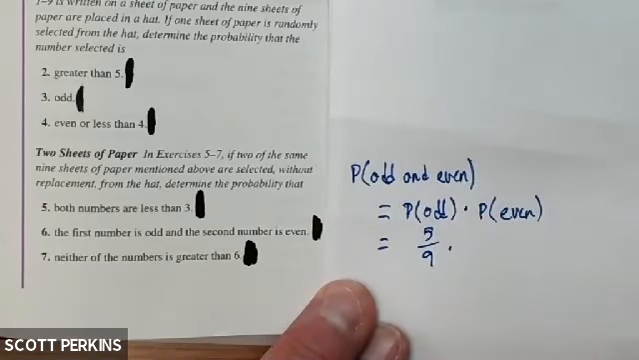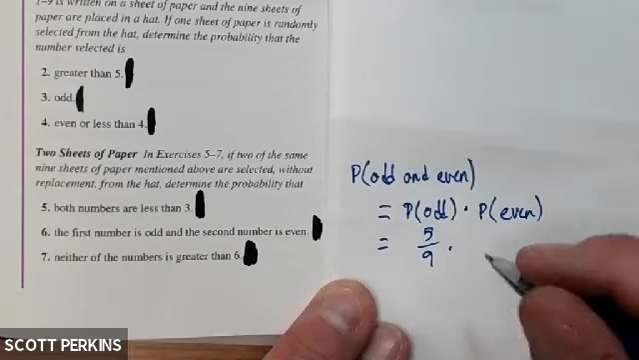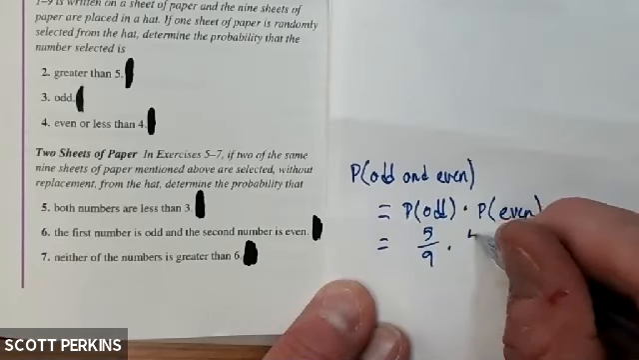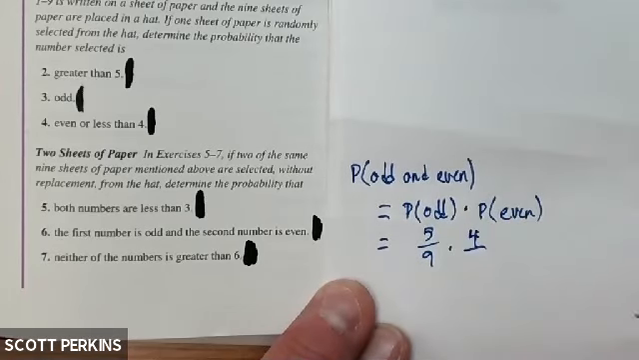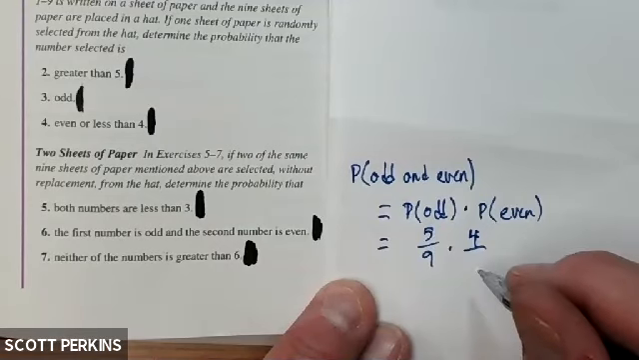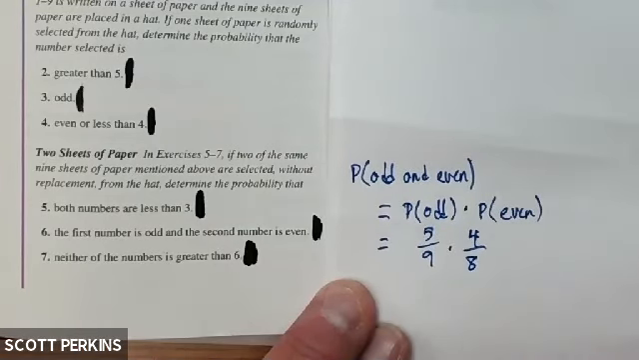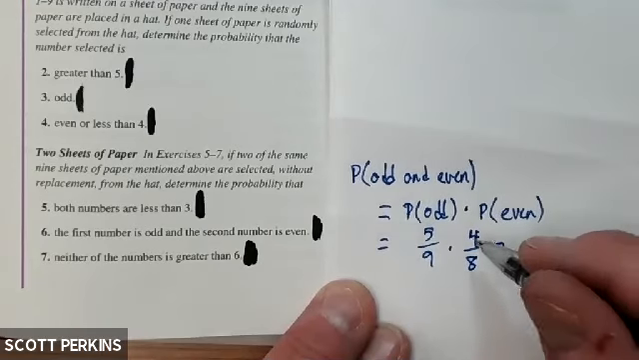And now we're doing this again without replacement. So when I do this without replacement, how many even numbers are left in the hat? 4. There was only 4 to begin with, and I haven't pulled one out, so there's still 4. Out of how many scraps of paper are in the hat? 8, because I did the first one without replacing it. So here we go. So that actually is 1/2.